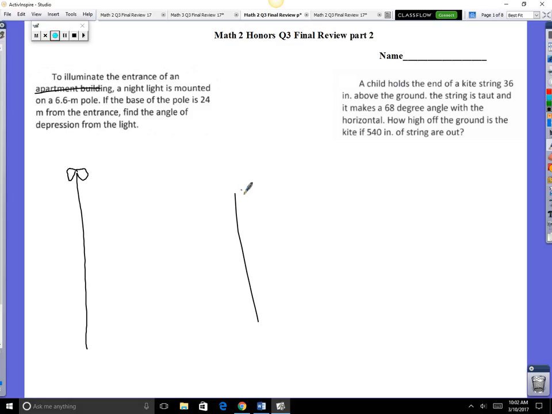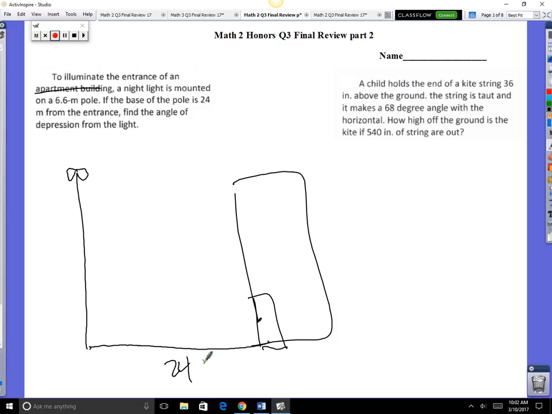So we got some apartment building right here. Here's the entrance, there's the door. The base of the pole is 24 meters from the entrance, so that space is 24. Find the angle of depression from the light. Now the light's line of sight is going to be horizontal, but if it lowers to look at the door, the angle of depression is this.